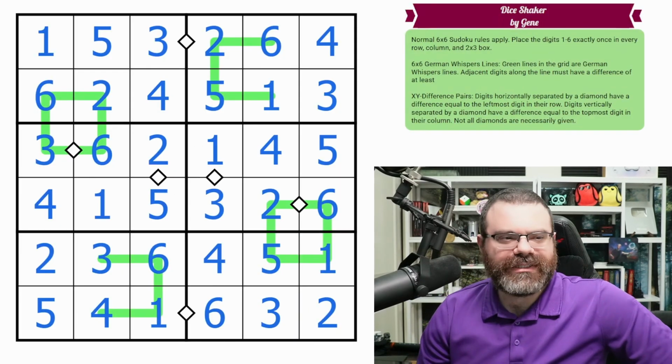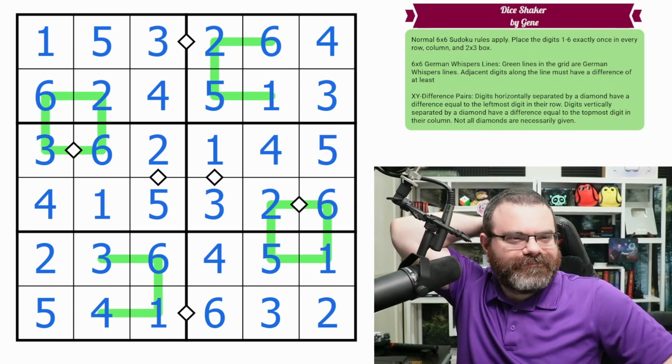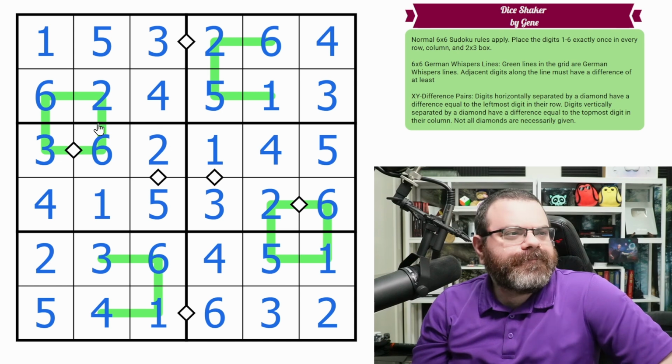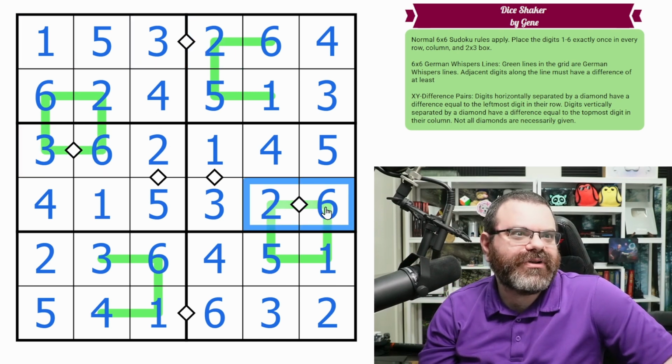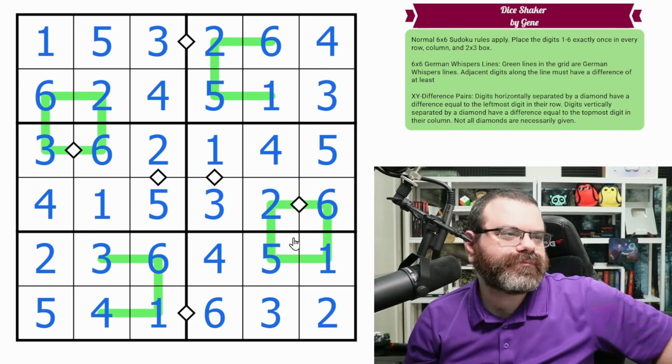All right, that took some thought for sure. Cool, nice puzzle, Gene. I enjoyed that. Some interesting interactions with the diamonds. I think I should have noticed earlier that these diamonds had to have a difference of at least 3, which really helped catapult us a bit.